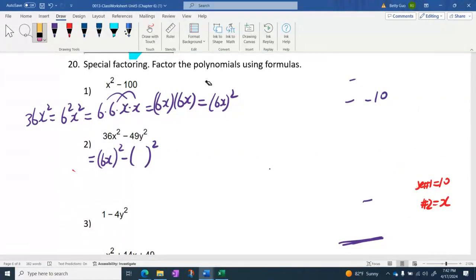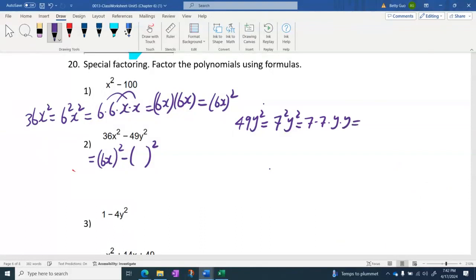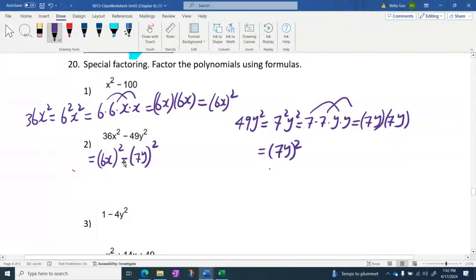And then we look at the 49y squared. Do not worry about the sign in front of it, okay? You're going to see 49y squared as a term, and the subtraction is really a subtraction. 49 is 7 squared, and 7 squared is 7 times 7. Y squared is y times y, and we can rearrange the order: 7y times 7y. That gives us 7y to the power 2. Okay? It is a difference of two squares, as you can see.